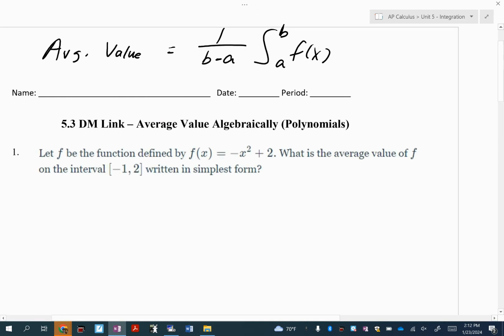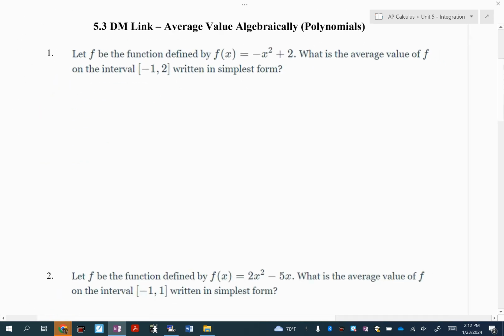So let's do this first one. I always tell students the hardest part is to find the integral, that value. And then at the end, all we're going to do is multiply it by 1 over that difference. So let's first write the integral from -1 to 2 of negative x squared plus 2 dx. And if we wanted to find the average value, we would put 1 over 2 minus -1 in front of it. So I'm going to deal with that at the end.